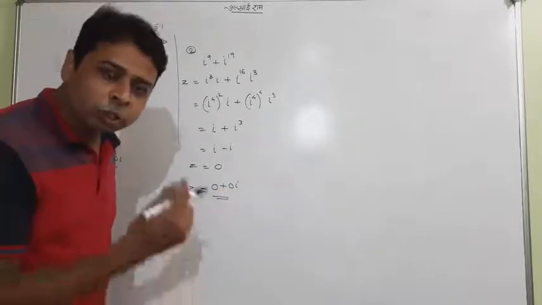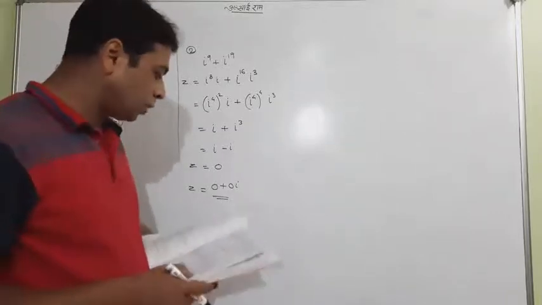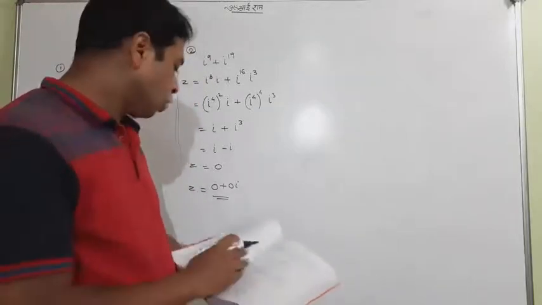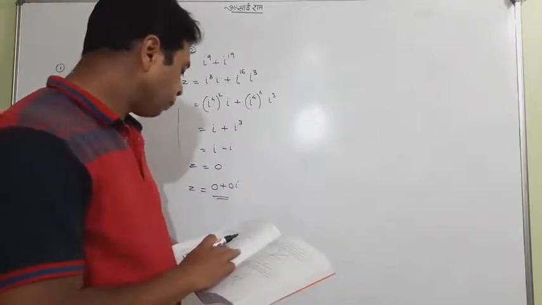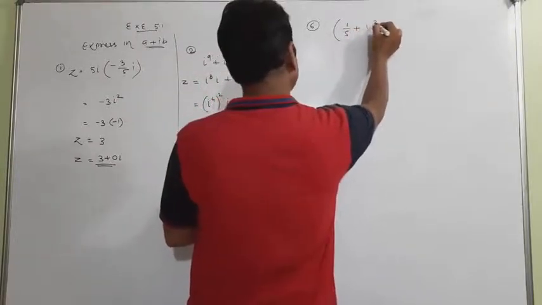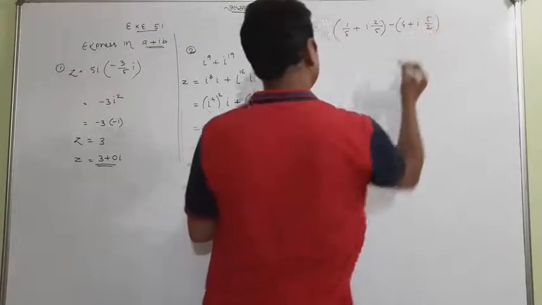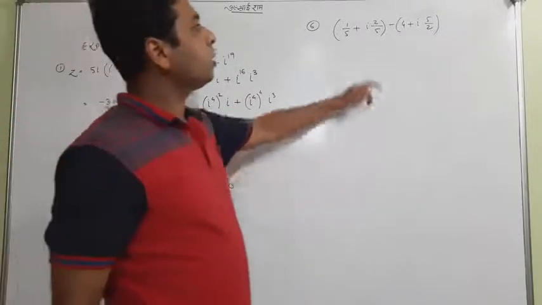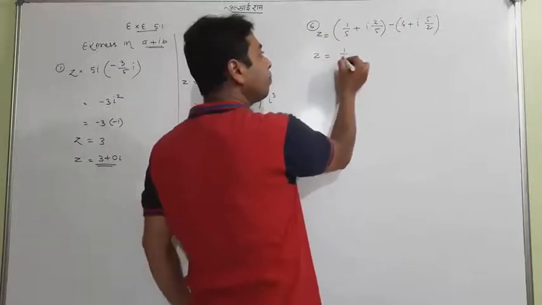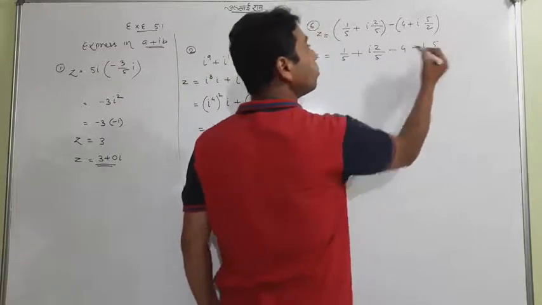So I don't think I need to tell you much about that. Very easy. Till question number 10, we have to go through the simplification and find the answer in the form of a plus ib. So suppose we are doing question number 6: 1 by 5 plus i 2 by 5, minus 4 plus i 5 by 2. Nothing to worry about, because it is a minus sign, so you can open the bracket with the minus sign. Now 1 by 5 plus i 2 by 5 minus 4 minus i 5 by 2.